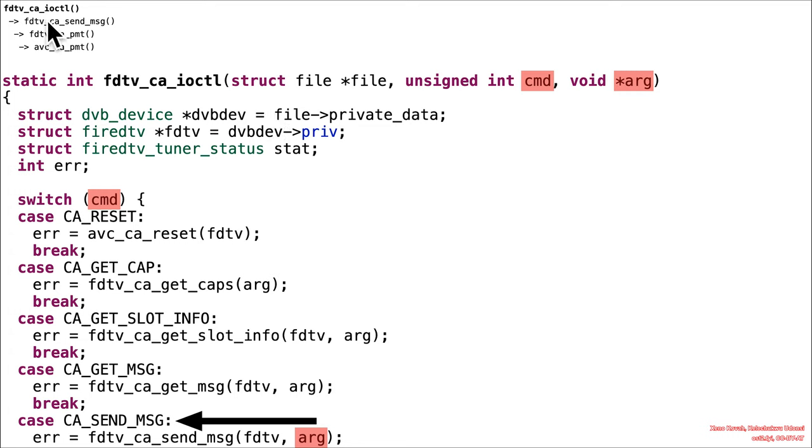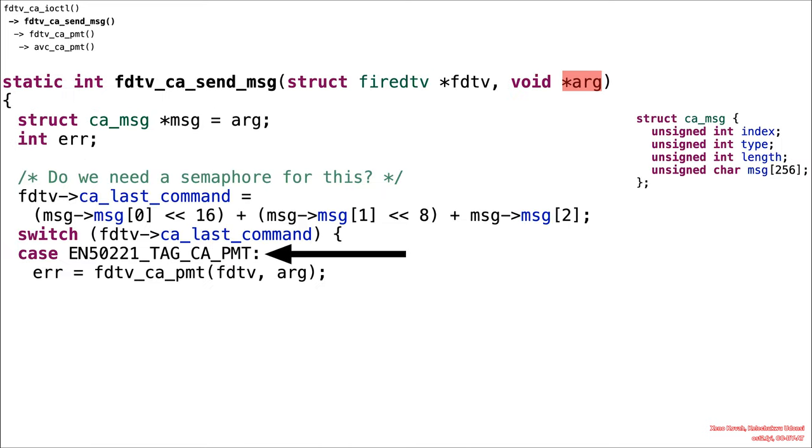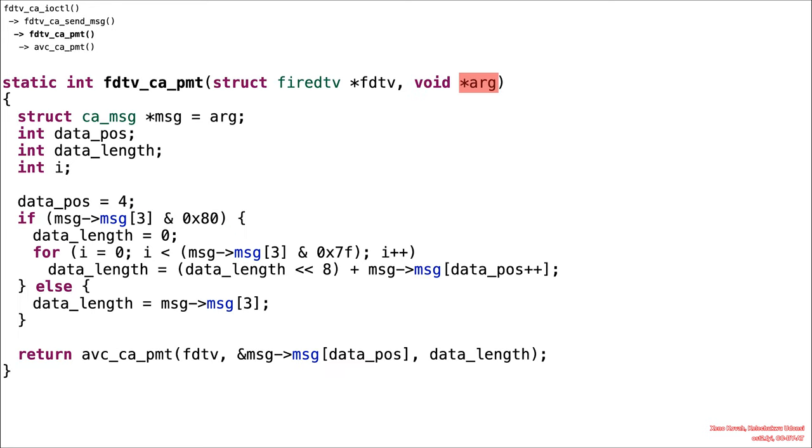So we've got a call stack starting from the FDTV CA ioctl that is here, taking in attacker-controlled commands and arguments. And we're going to say, okay, let's assume that this command ultimately hits this switch case for the CA send message, which leads to FDTV CA send message. And it passes in that attacker-controlled argument. That attacker-controlled argument subsequently gets placed in a message, and we're going to say that this hits this case right here and is going to call FDTV CA PMT. So again, we're going from the ioctl to send message to CA PMT.